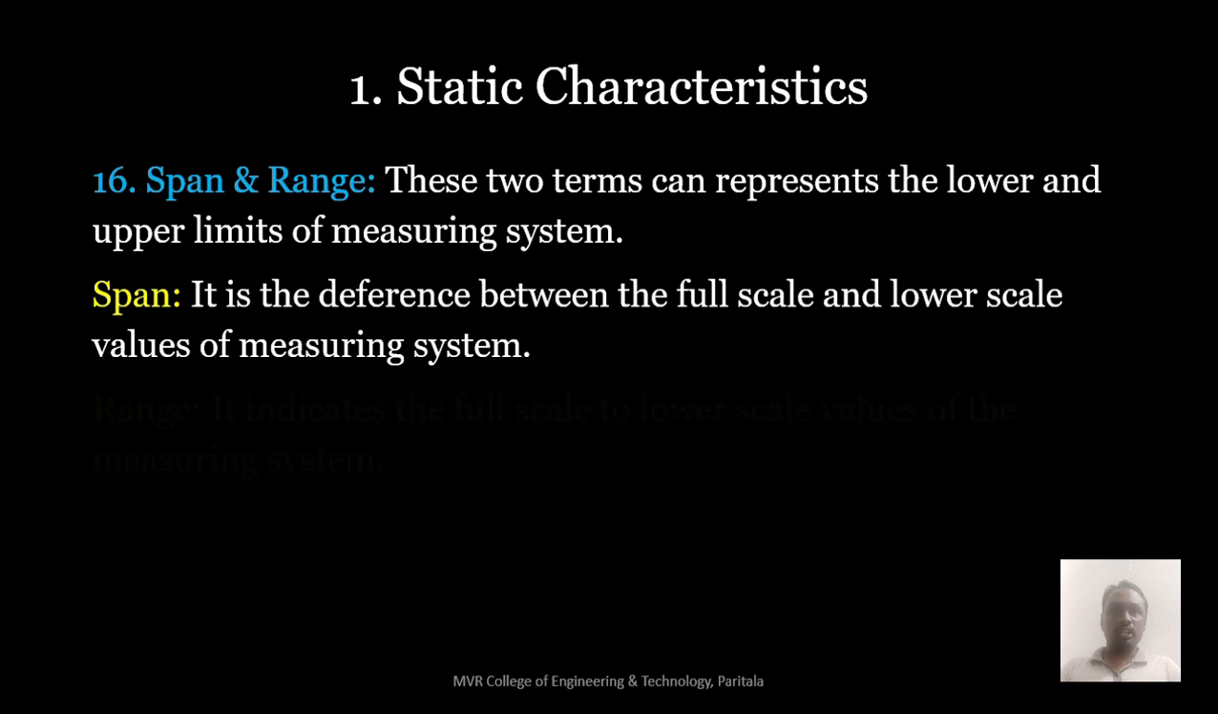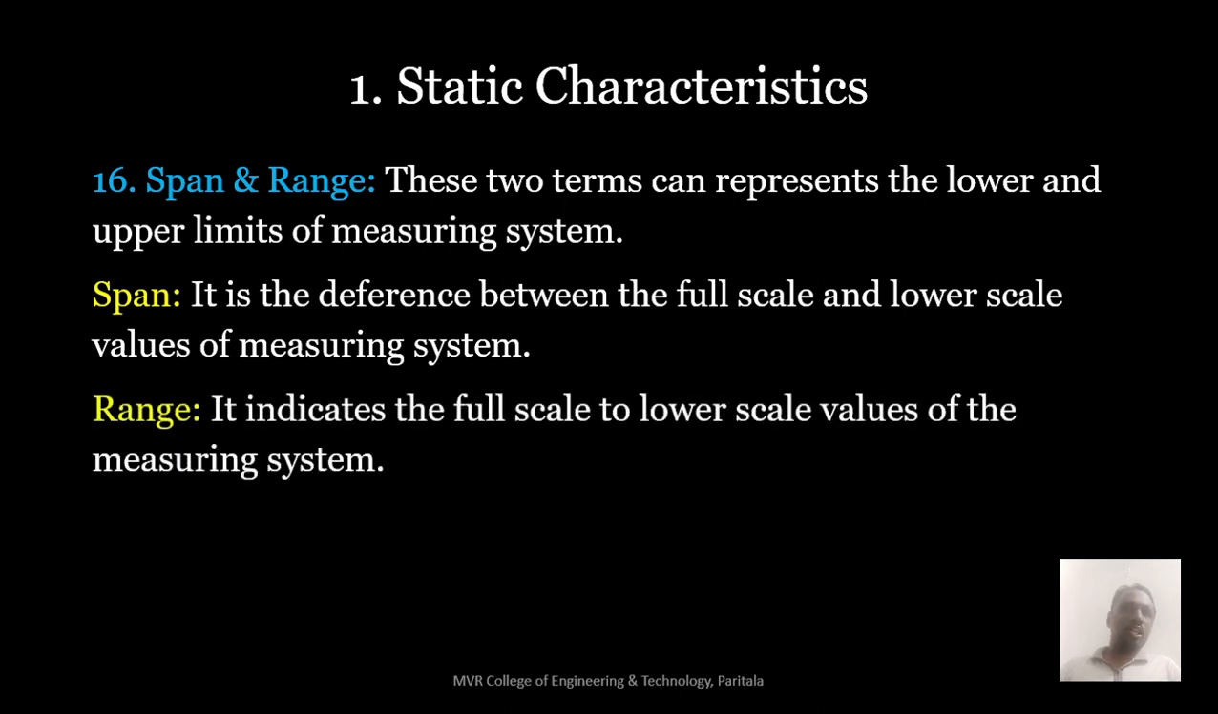So what is meant by range? It indicates the full scale and lower scale values of the measuring system. What is the difference between these two? Span is a difference, 100 minus 0, which is 100, a single value. But range means 0 to 100, and you have to state it like that. What is the range of this instrument? 0 to 100. What is the span of this instrument? 100 minus 0, which equals 100. So 100 is the span, and 0 to 100 is the range.